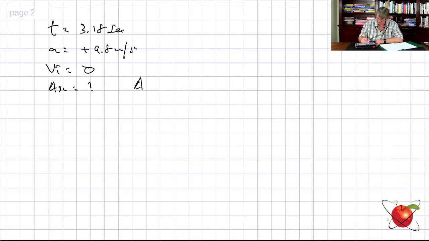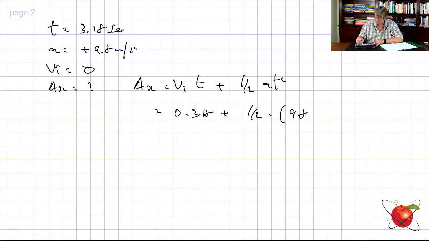So what do I say? Delta x, whoops, not delta t. Delta x is equal to v initial times time plus a half a t squared. So delta x is 0 times 3.18 plus a half times 9.8 times 3.18 squared, correct? And my final answer is 49.55. 49.55 meters is that.